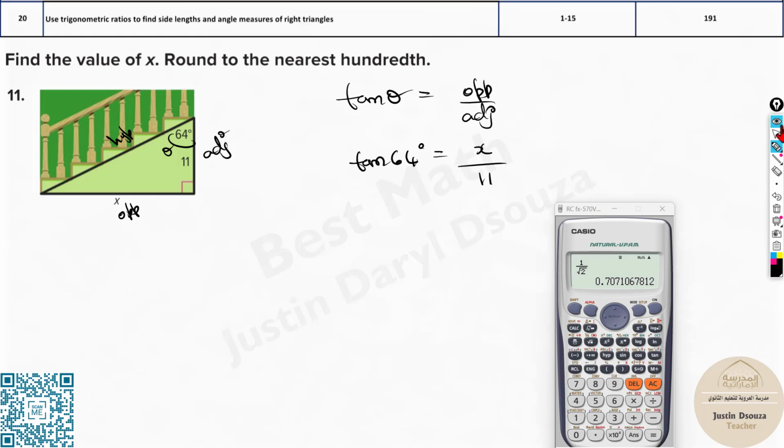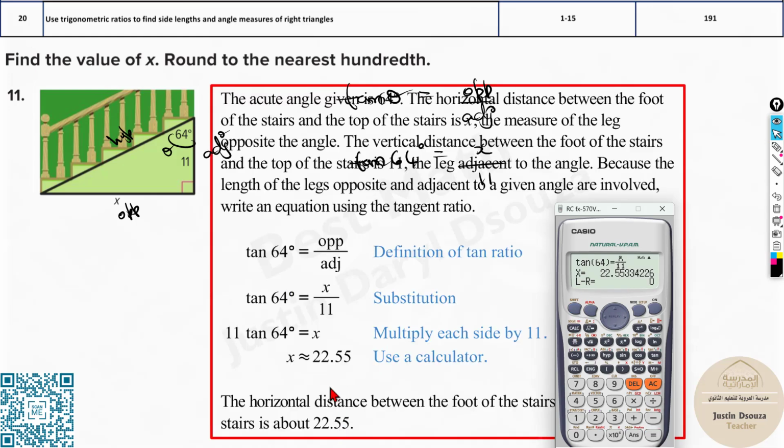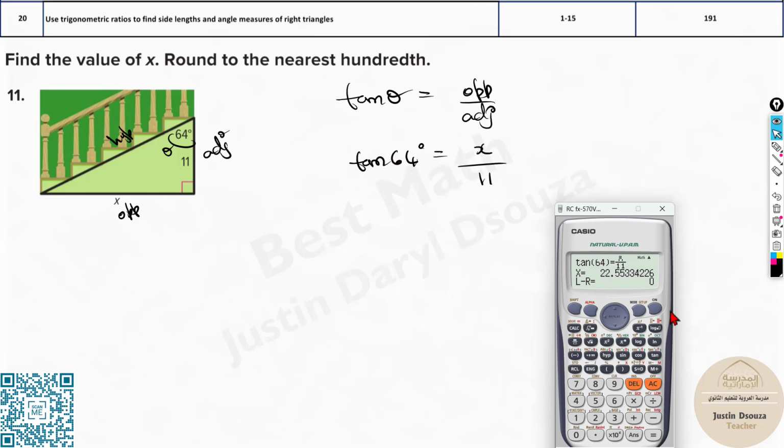Just put this directly in the calculator, you will get the answer, or you can solve it by taking 11 to the other side. Let me do both the ways. So here I'm going to write tan 64, close the bracket, equals x divided by 11, shift and solve, and then press equal to. Your answer is 22.5. Also, you can take this 11 to the other side, and it'll just be 11 multiplied by tan 64, and the answer is 22.55.